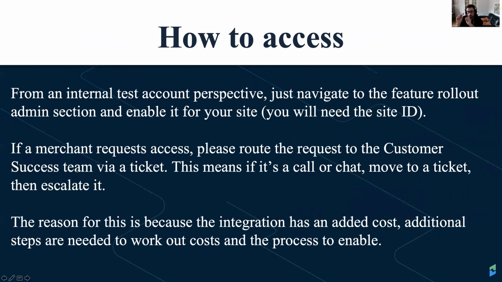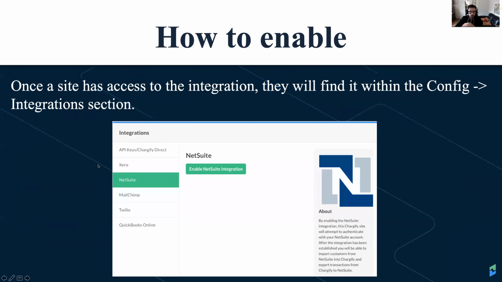For access, for y'all, it's just going to the feature rollout and enabling it with your specific site ID. For merchant requests at the moment, and this may change, Kayla talked a bit about it at yesterday's stand-up, but at the moment, any request to enable this needs to move into the customer success queue via a ticket, where they'll figure out the process and everything like that. Obviously, once we work out how that process is going to look, we will keep everyone posted. But at the moment, if someone chats in or calls, move it to a ticket, and then we'll work with CS on that.